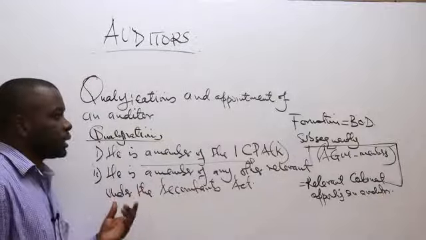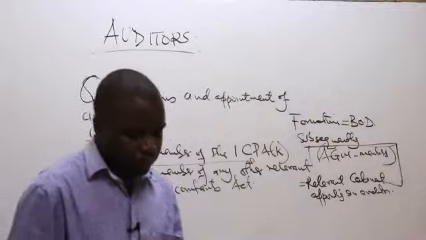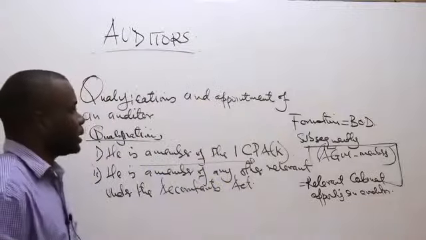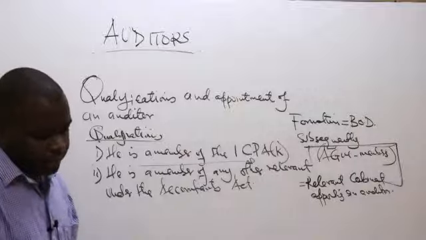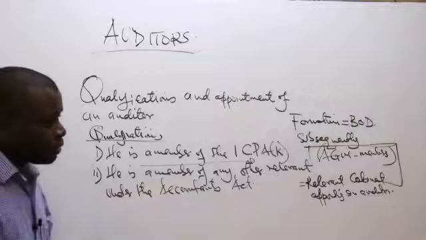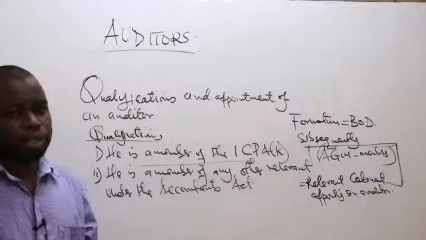So of course, in such a case, you lose independence. You can say if his term of service has come to an end, automatically the previous auditor will be reappointed, but certain circumstances can make him not to be reappointed.